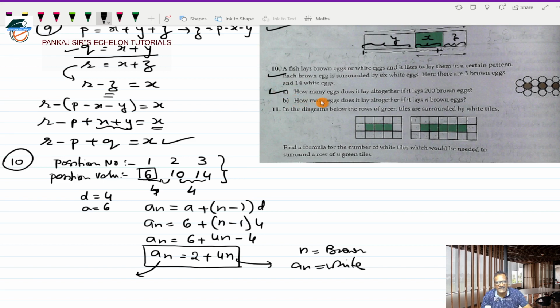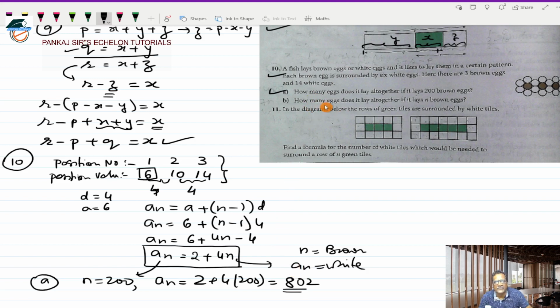Part a: how many eggs does it lay altogether if it lays 200 brown eggs? So 200 brown eggs means n you have to take as 200. So when n is 200, this is the answer for a that we are finding. When n is 200, your an will be equal to 2 plus 4 times 200. 200 into 4 will be 800, plus 2 will be 802. So 802 will be the total white eggs.